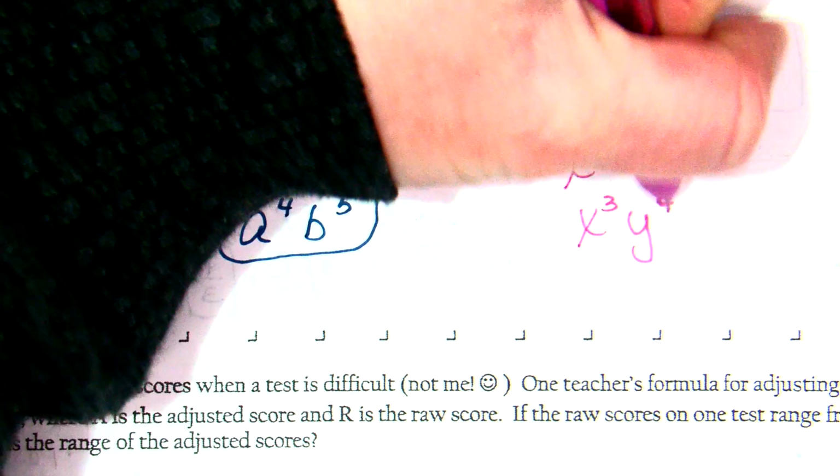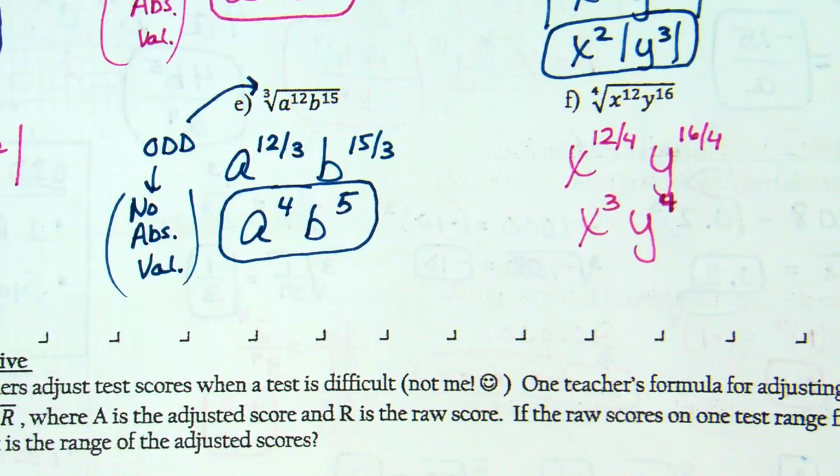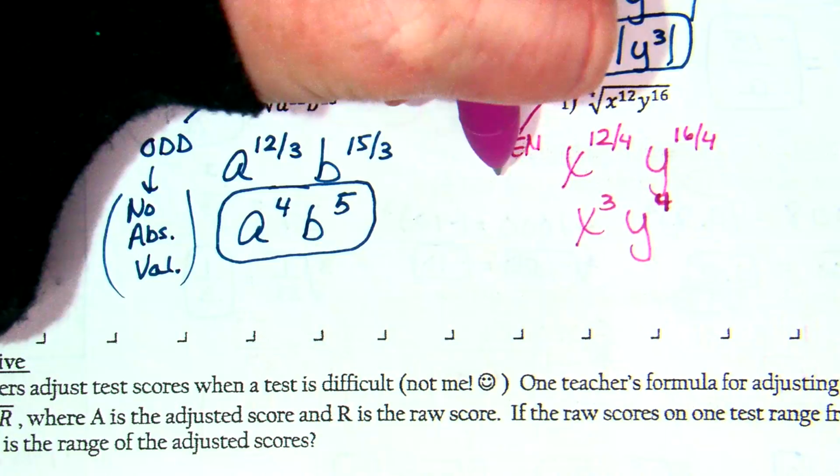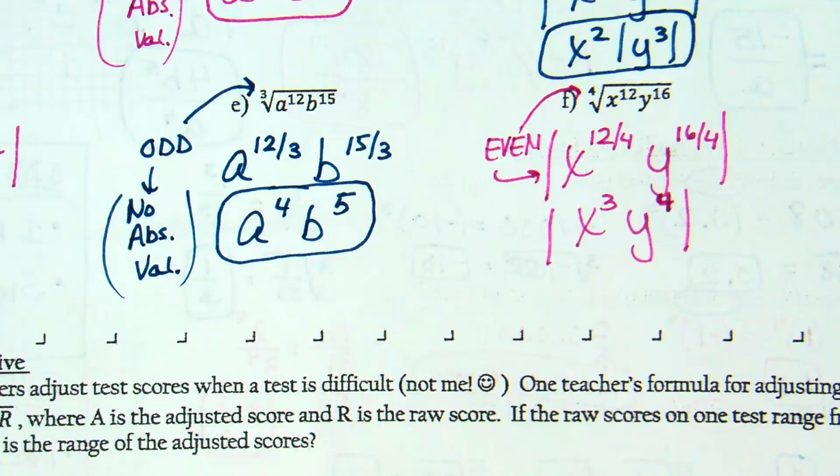Do we consider absolute value? This is a fourth root, and 4 is even. So because it's even, we need to talk absolute value. You do the same thing as you did on C and separate. Yep. Look individually at parts.